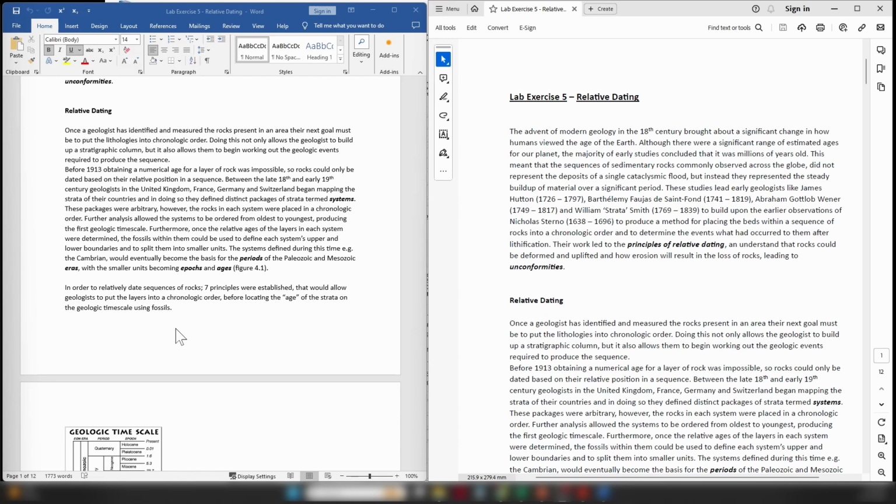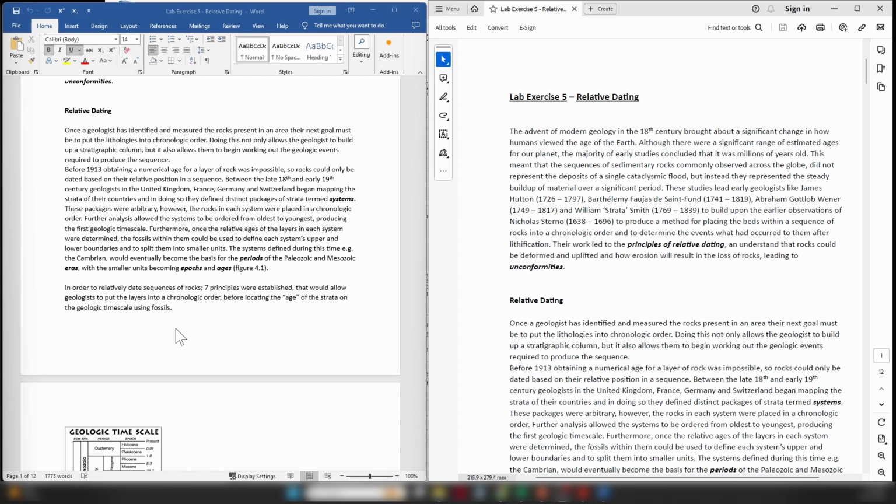And so what they would do is they would put together things which are referred to as systems. So a system is simply a package of rocks, and it's an arbitrary package of rocks. So that the geologist has simply said, right, my system is going to start here and my system is going to end here. And typically where they start or finish their system will have some kind of distinctive feature.